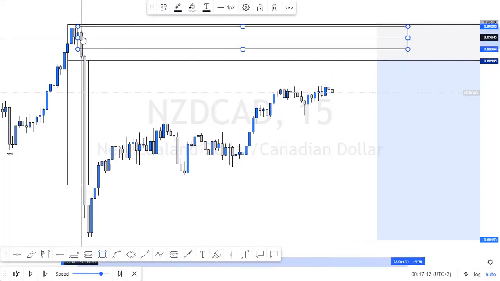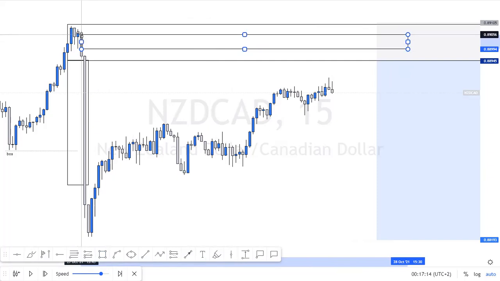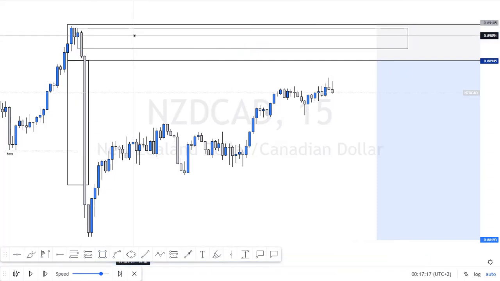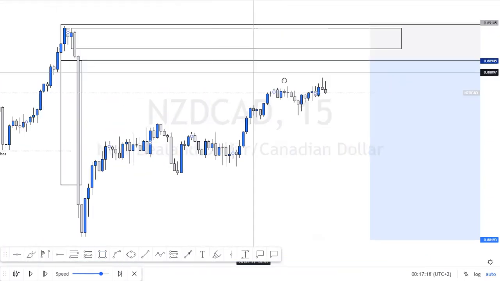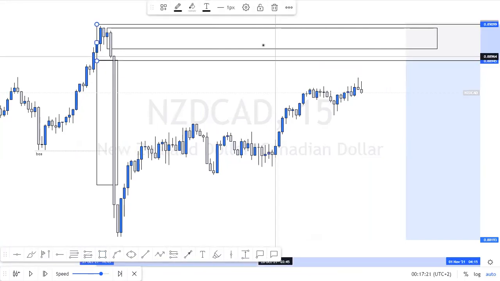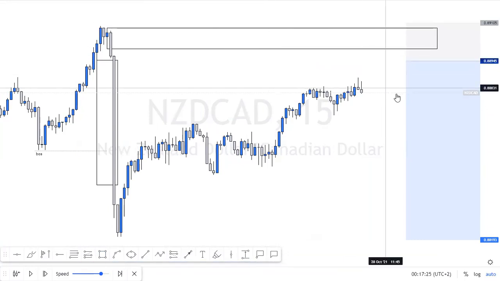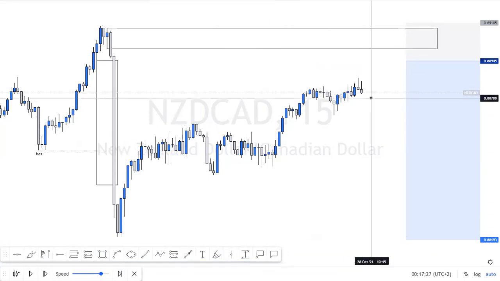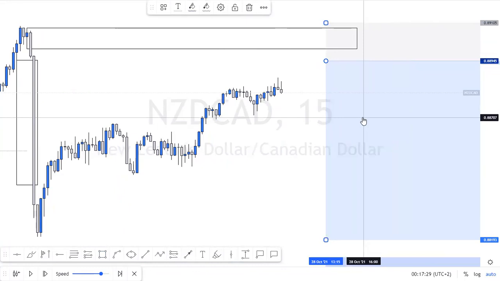Let me check. We have this sort of block. So now I would like us to actually delete these ones here. Delete. So you remember how many pips stop loss here?